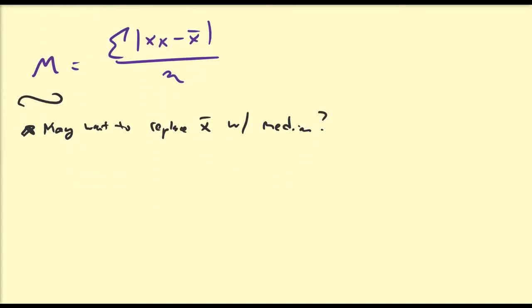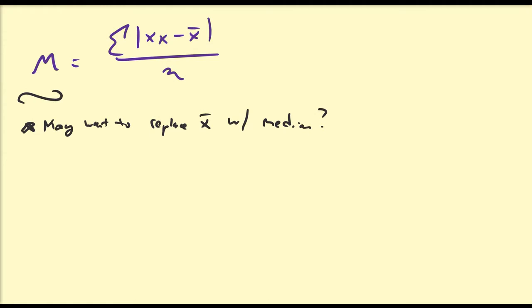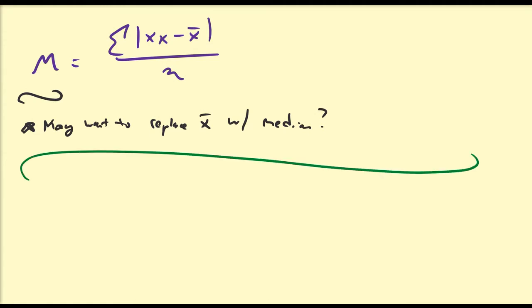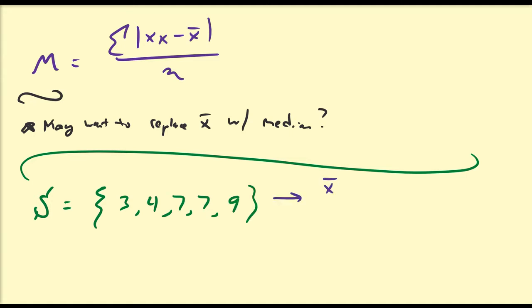So let's begin this analysis of the comparison between these two and the effects of outliers, or no outliers, by considering this data set S, which is going to consist of the numbers 3, 4, 7, 7, and 9. I leave it to you to verify that the mean of this particular data set is going to be equal to 6, and the median of this data set, which I'm going to abbreviate as MED of S, is going to be equal to 7.